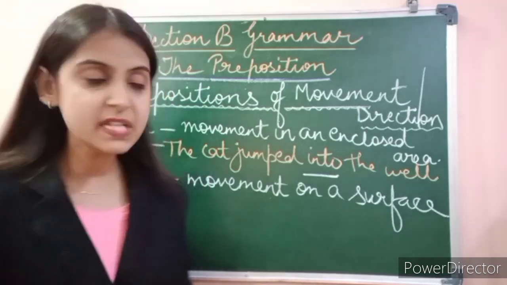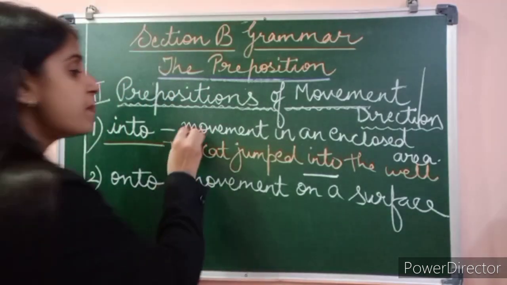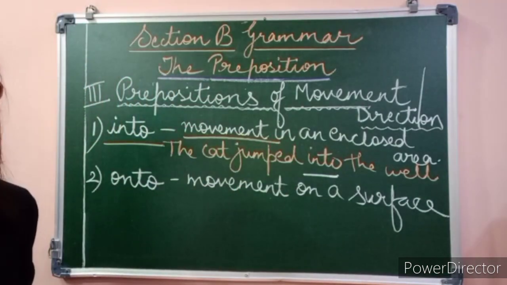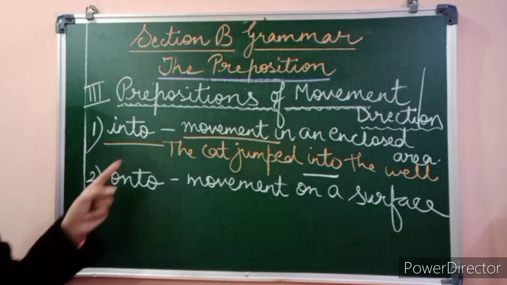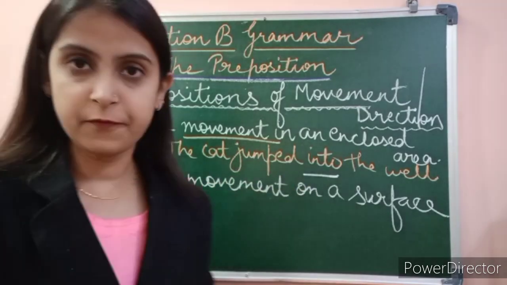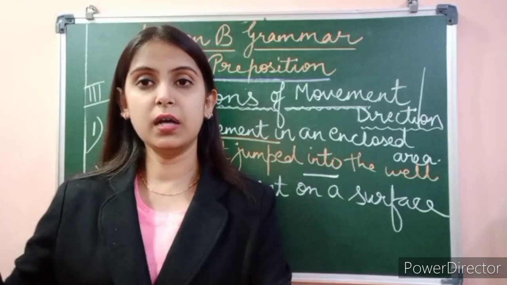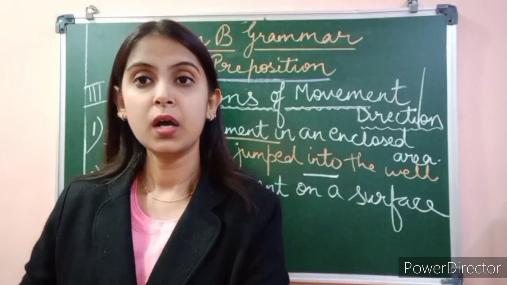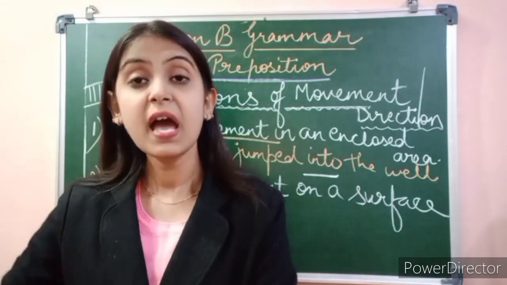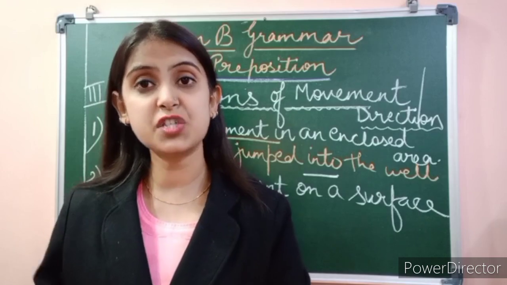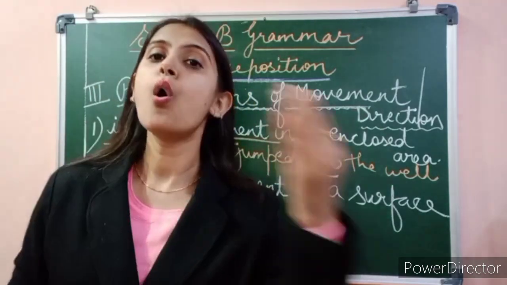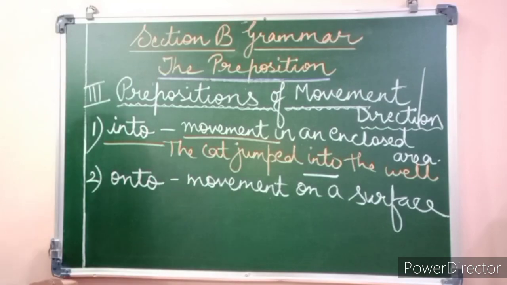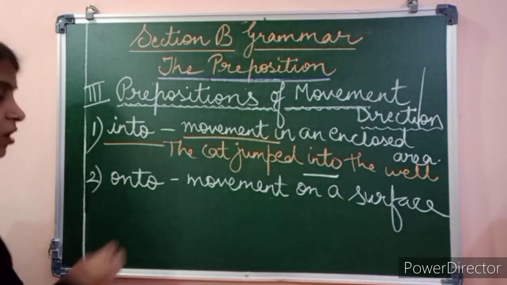Well is an enclosed area. So there is a movement into an enclosed area. Right? Onto shows the movement on a surface. For example, there is a cat who is sitting on the table. Right? And if I say the cat jumped onto the sofa. So from the table, she jumped onto the sofa. Right? So movement on a surface.